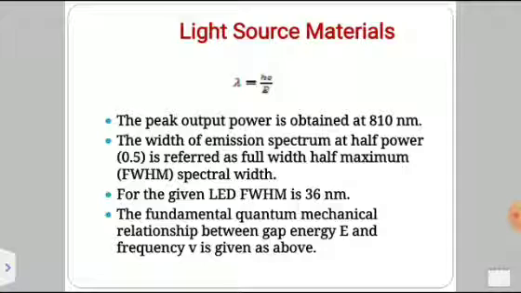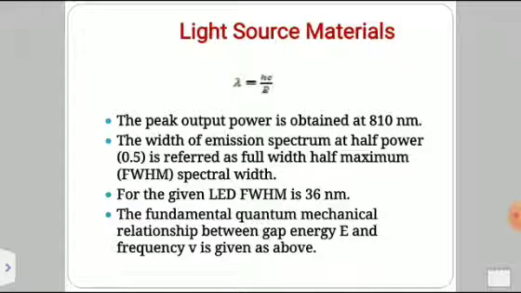Next, there are some other mathematical expressions I want to highlight. Here lambda is the wavelength, and that is nothing but hc by E. The peak output power is obtained at 810 nanometers, as shown in the emission spectrum. The width of the emission spectrum at half power, that is 0.5, which is nothing but 3 dB power, is referred to as the full width half maximum, the FWHM spectral width. As I mentioned, for an LED it is broader, whereas for a laser it is very small. For the given LED, the FWHM, full width half maximum, is 36 nanometers, 18 plus 18.